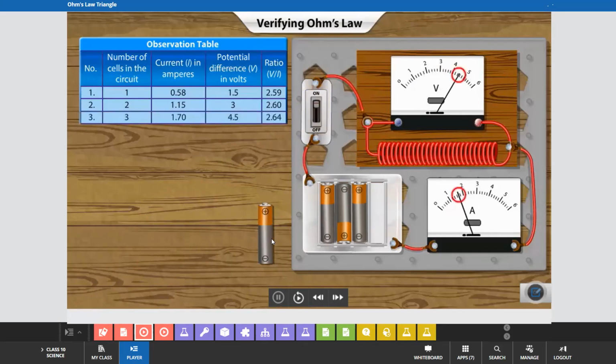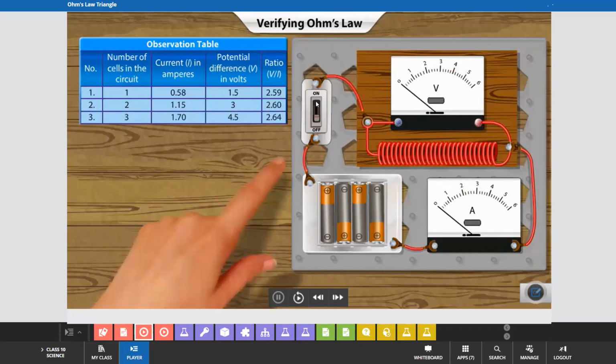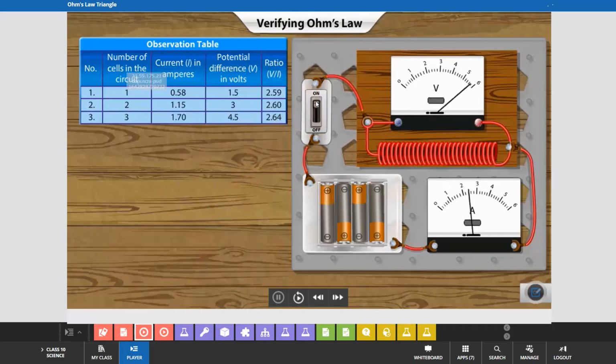Note the readings in the table. Again, increase the voltage of the circuit to see how the current reacts. Drag another cell to the circuit. Click the switch to turn it on. Note the readings in the observation table.